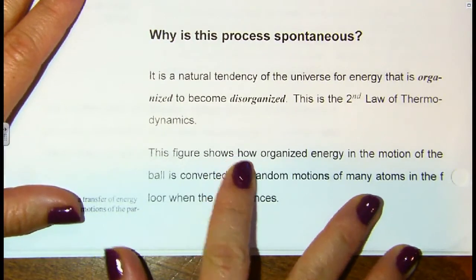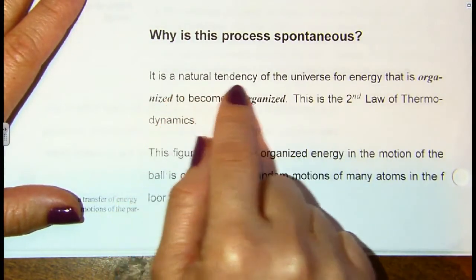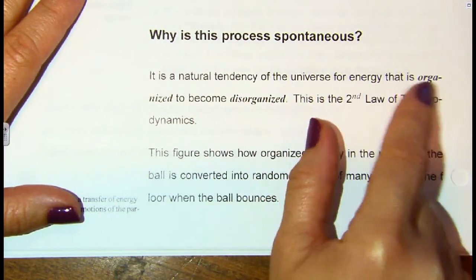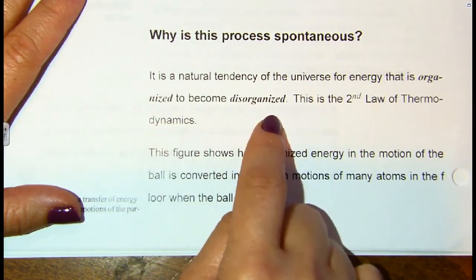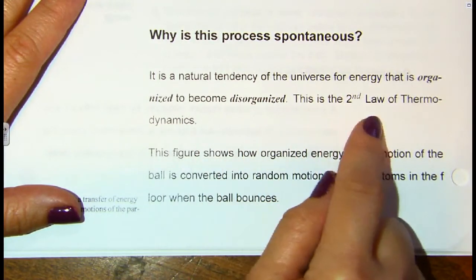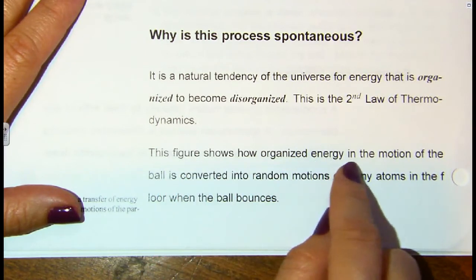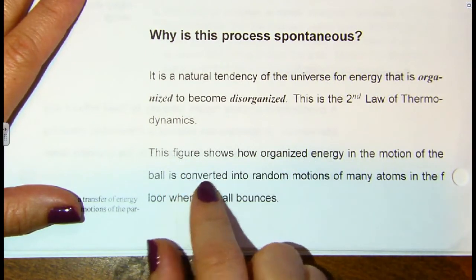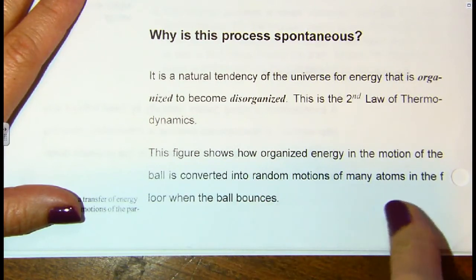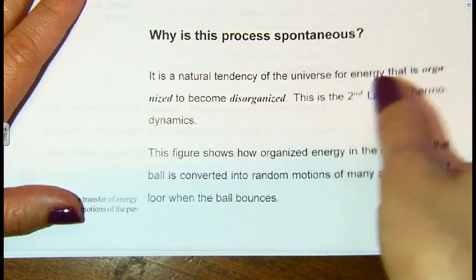So why is this spontaneous? It's the natural tendency of the universe for energy that is organized to become disorganized. That's the second law of thermodynamics. This figure shows how organized energy in the motion of the ball is converted into random motions of many atoms in the floor when the ball bounces.